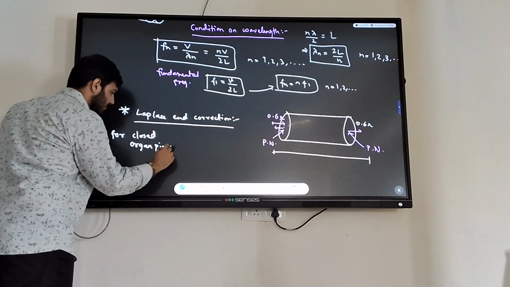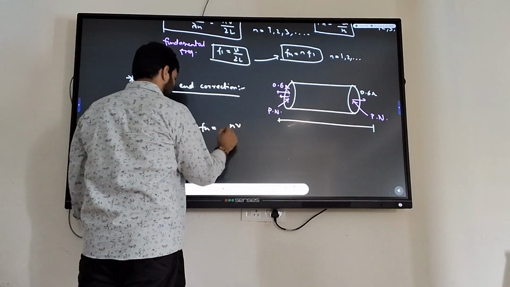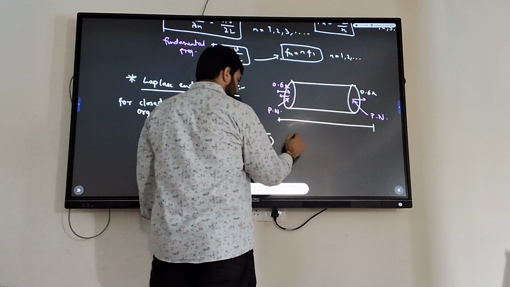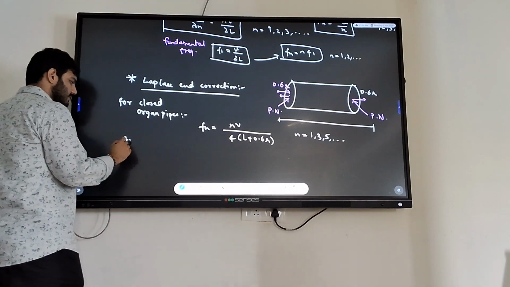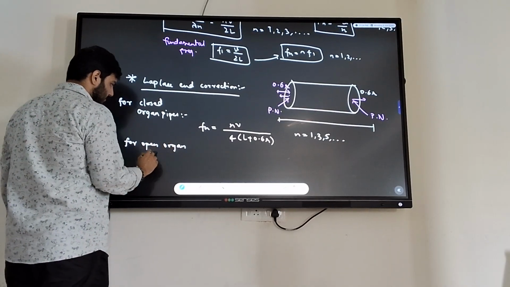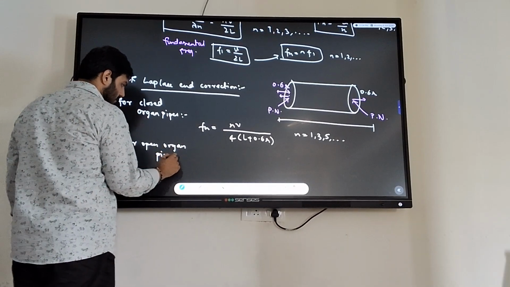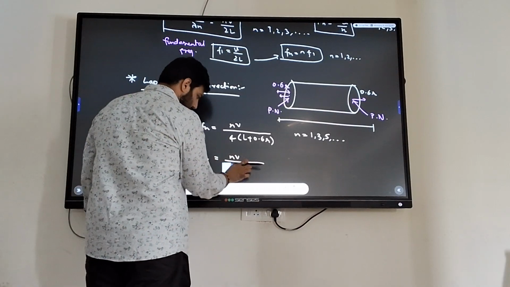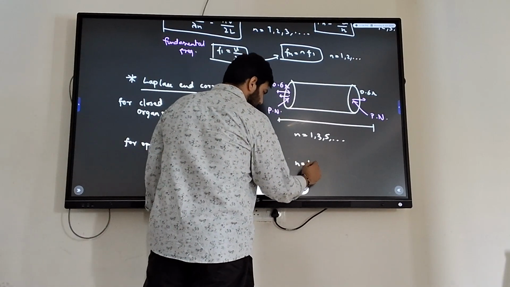So for closed organ pipes with end correction, your Fn is given to be nv by 4 (L plus 0.6 r), है ना? Where n is 1, 3, 5, all those things. और ओपन के लिए बोलो, ओपन के लिए बोलो कैसा होएगा? 4 नहीं होएगा, nv by 2 (L plus 1.2 r) होएगा, where n starts from 1, 2, 3 this time.